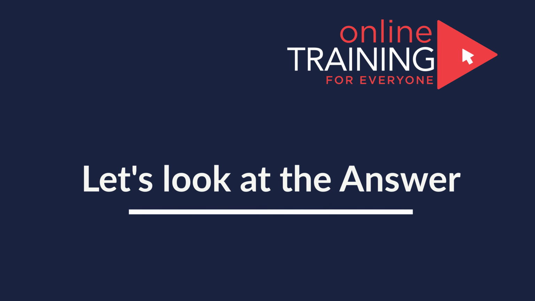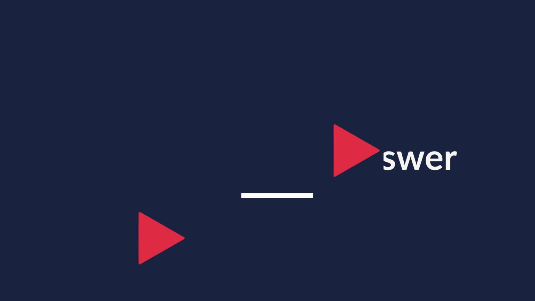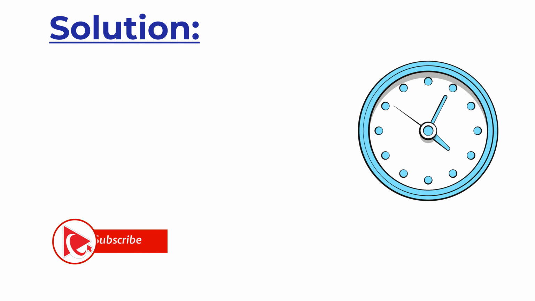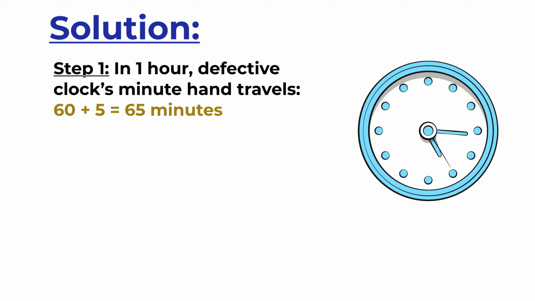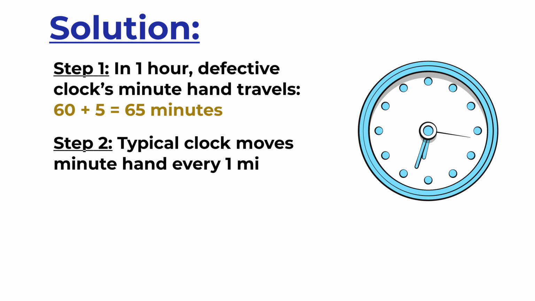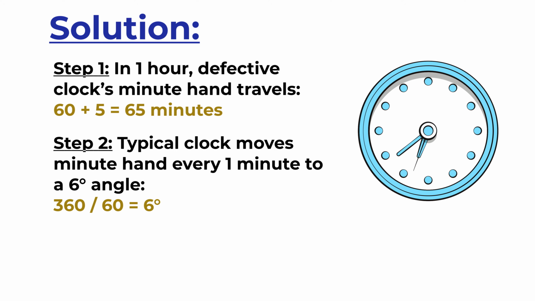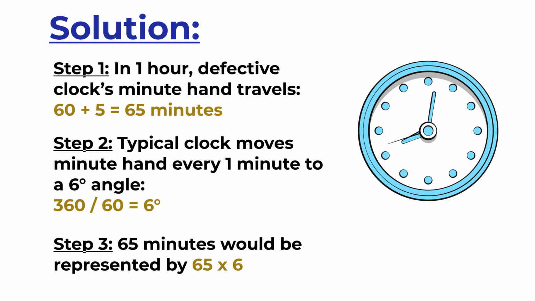To solve this challenge, we need to emphasize the fact that the defective clock gains 5 minutes every hour, which means that in 1 hour, the defective clock's minute hand travels 65 minutes, which is calculated as 60 minutes for 1 hour plus 5 extra minutes. A typical clock moves the minute hand every 1 minute, and it moves it a 6-degree angle, which is calculated as 360 degrees divided by 60 minutes, which equals 6 degrees. Which means that the 65-minute angle would be represented by 65 multiplied by 6, which would be equal to a 390-degree angle.